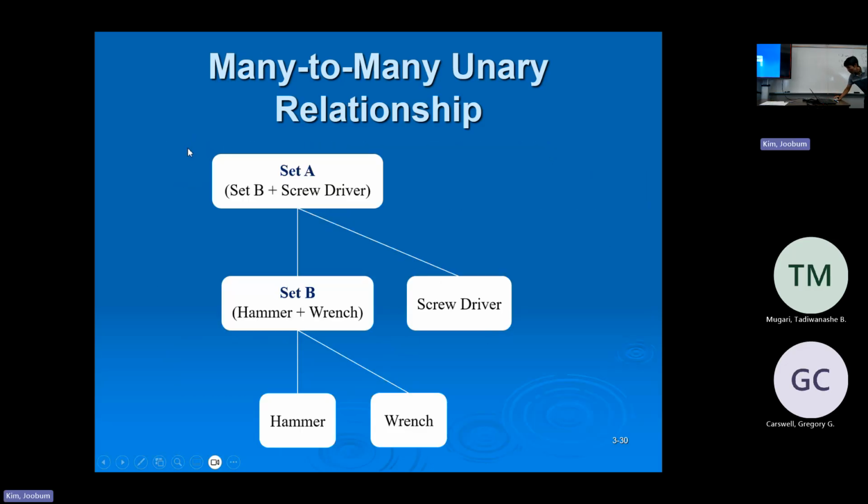Okay, so one relationship is this one, set A, set B. And the other one is set B, hammer and wrench. All entities are the same entity, the product entity. But depending on the point of view, we have two relationships. Make sense? Maybe this part is a little bit complicated.